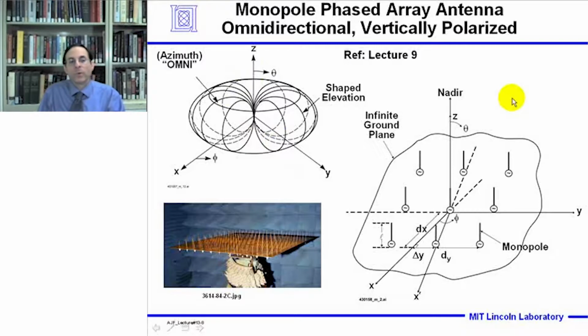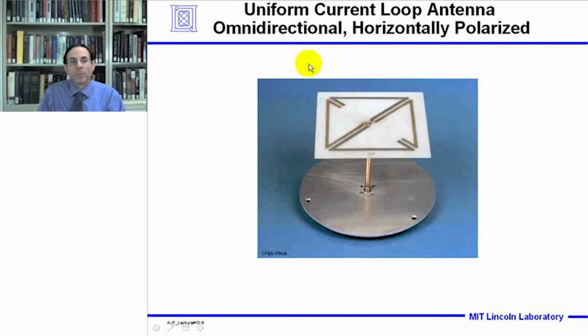Another way to generate this type of radiation pattern with horizontal polarization is to use something referred to as a uniform current loop antenna. So this would consist typically of two swept back dipoles that are fed 180 degrees out of phase, forming a current that would flow around the perimeter of this loop. At the ends of the dipoles, they can be tilted inward so that they couple, and they can be used in tuning the antenna.